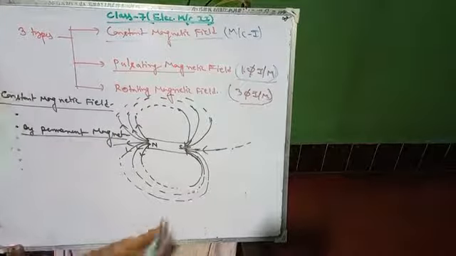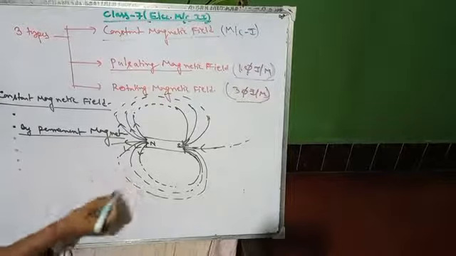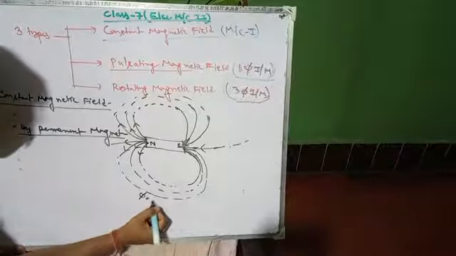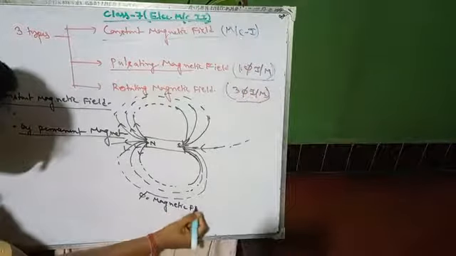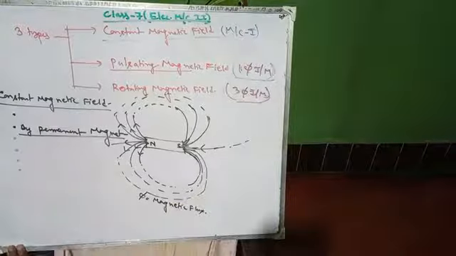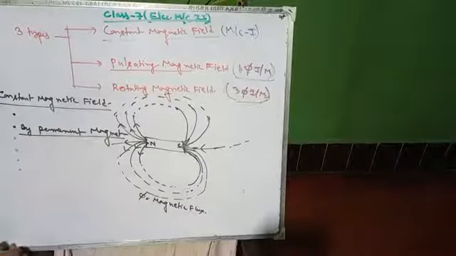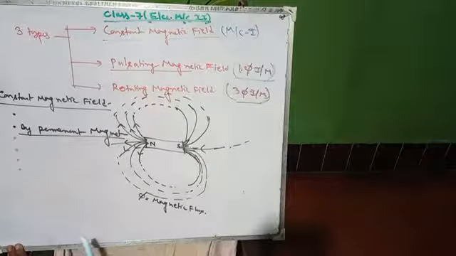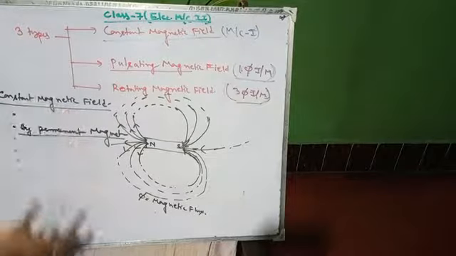So this is a flux, this is a magnetic field. This is a uniform magnetic field. This flux phi equals magnetic flux, and this is a uniform magnetic field produced by a permanent magnet. A permanent magnet always produces a uniform magnetic field, which is called constant, which is taken as a constant magnetic field.